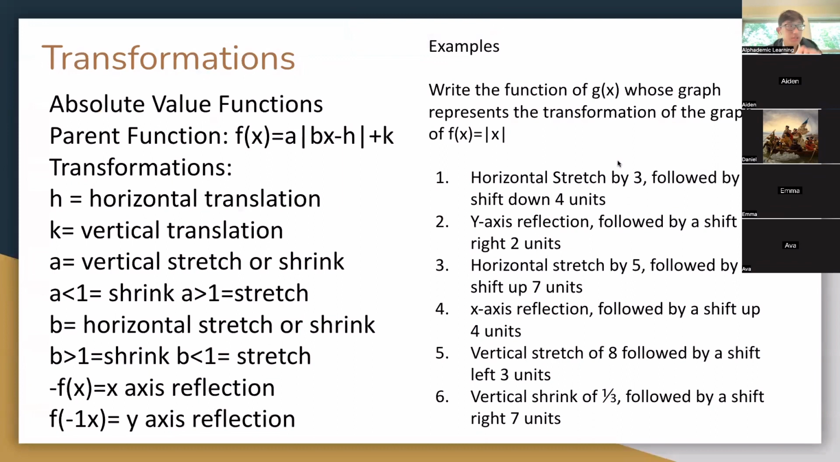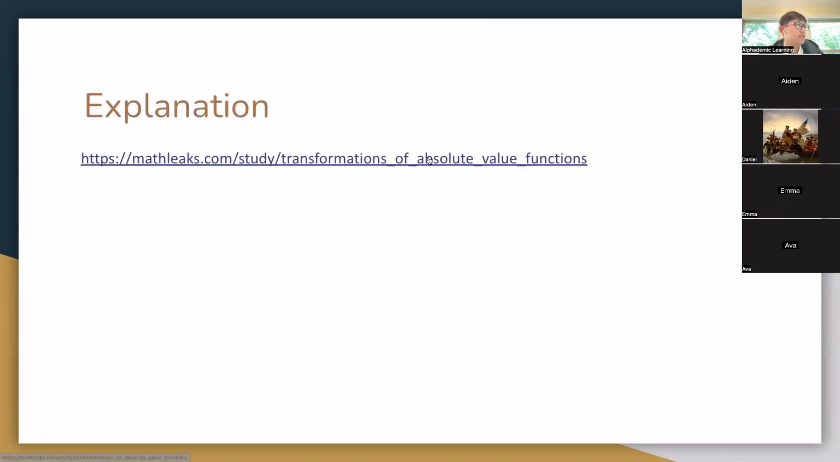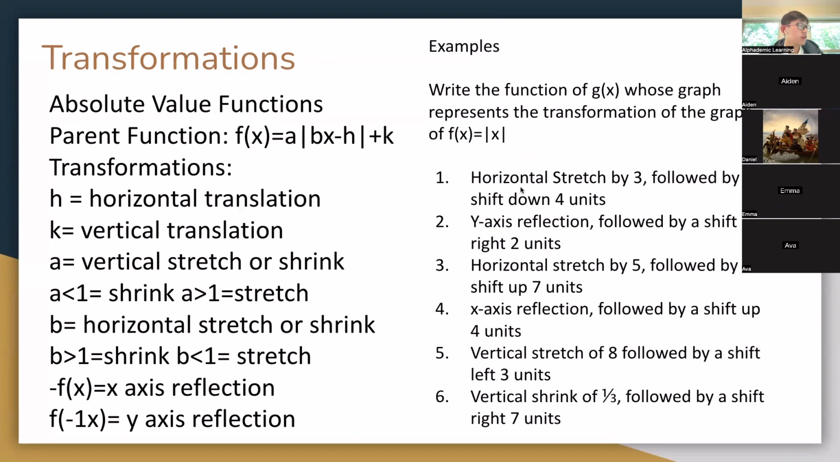All right, so here are some examples for you to do. Just write the function g of x whose graph represents a transformation of the graph f of x equals the absolute value of x. G of x just means the new function after translation. So just use the parent function f of x equals a times the absolute value of bx minus h, plus k. It will take about 10 minutes to work through them. Of course, if you have any questions about how to solve these equations, let me know.